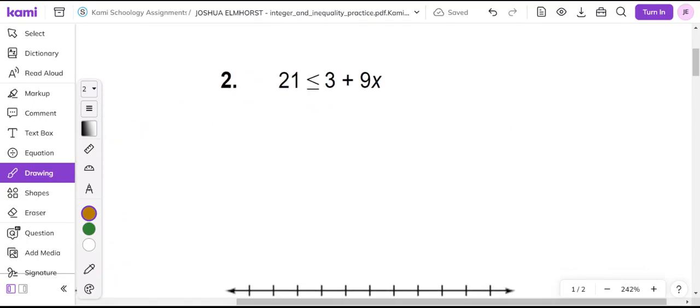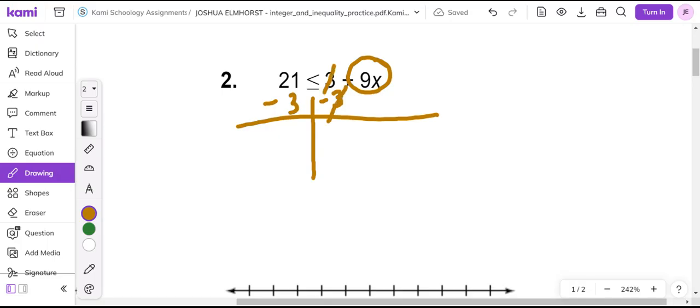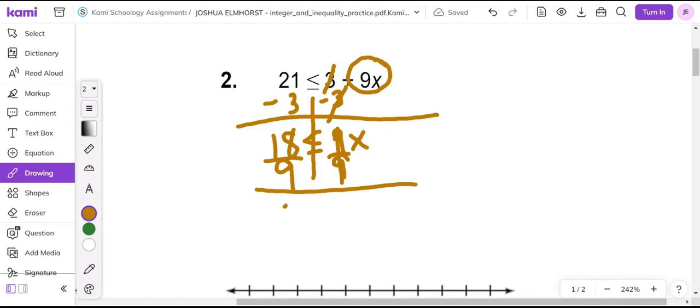All right, number two, we have a variable term on the right side, and we have our inequality sign. What's the opposite of positive 3? -3. So we're going to subtract 3 from both sides. That's going to give us 18. Bring the variable term down to the next step. Bring your inequality sign down. Now step 2, we're going to divide both sides by 9. The opposite of multiplying the variable by 9 is dividing. Okay, so now we're going to bring this down.